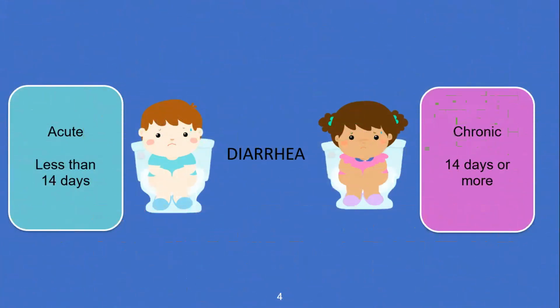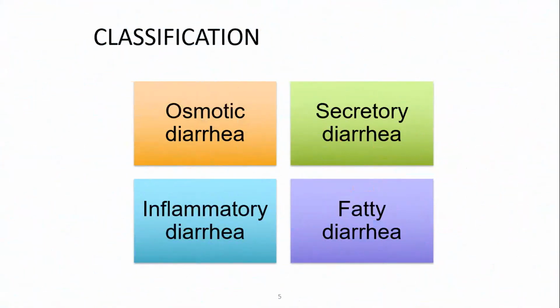Diarrhea, like most diseases, has acute and chronic forms. It's very simple. Acute form is when the patient has diarrhea for less than 14 days, and chronic diarrhea is when the patient has diarrhea for 14 days or more. This is the pathophysiological classification of diarrhea. We can divide it into four: osmotic diarrhea, secretory diarrhea, inflammatory diarrhea, and fatty diarrhea.